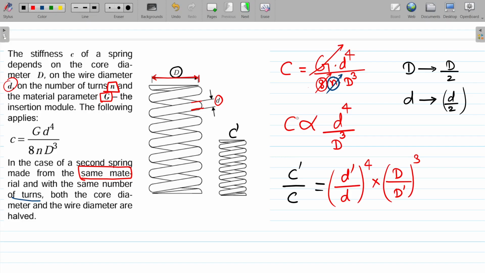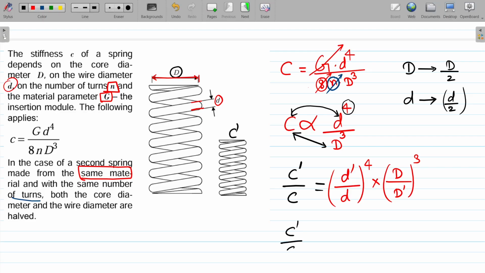See, since C and small d are directly proportional, if I have written C dash upon C, on this side the same pattern, d dash upon d, and the power 4, since the rule is power 4, the proportionality is going with d raised to power 4. Now this C and capital D are inversely proportional. So if I have written C dash upon C, on this side you have to write in reverse manner. It should be D upon D dash and the power will be 3, right?